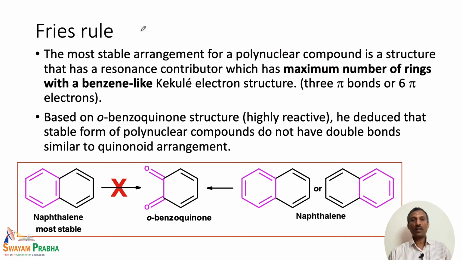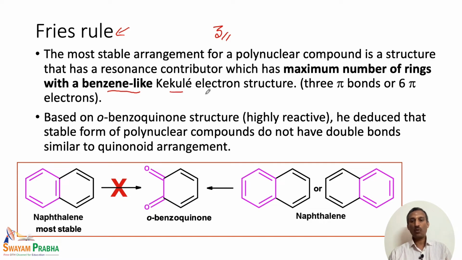There is Fry's rule, which talks about where the double bonds are present in this compound. In naphthalene we have written 3 resonance structures, and how do we know the most probable structure? We can refer to Fry's rule. According to this rule, what Professor Fry found was that the most stable arrangement for a polynuclear compound is the structure with the resonance contributor that has the maximum number of rings having a benzene-like Kekulé electron structure.